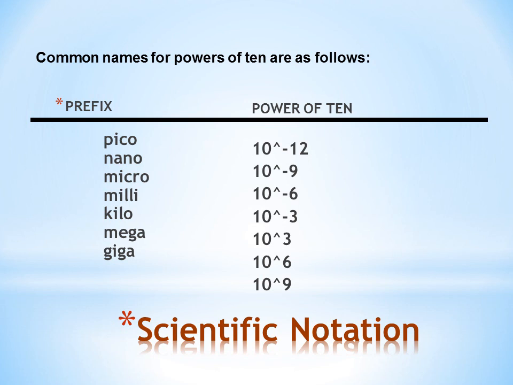Here are some common names that are used to describe powers of 10 in English. So instead of reading it as 10 to the minus 12th, we would prefix whatever the units are, amperes for instance, we would say pico amperes. So pico is equivalent to 10 to the minus 12th. Nano, 10 to the minus 9th. Micro, 10 to the minus 6th. Milli, 10 to the minus 3. Kilo, 10 to the plus 3. Mega, 10 to the 6th. And giga, 10 to the 9th.